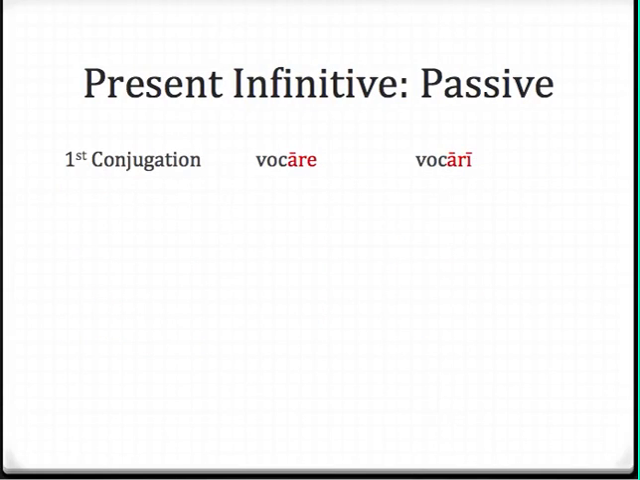The present passive infinitive is formed for the first conjugation by dropping the -re and adding -ri. So vocare becomes vocari. The second conjugation follows the same pattern. The -re changes to -ri, docere to doceri.